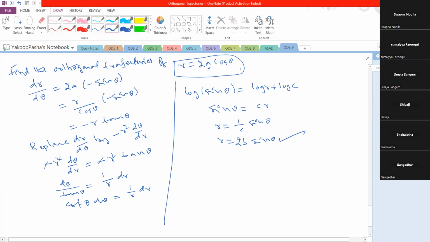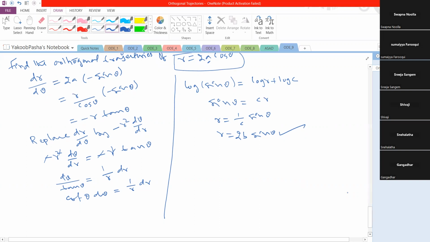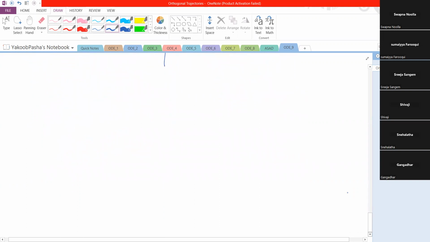Okay. Now I am taking one problem, recent Gurukul DL question. The orthogonal trajectories of the family of curves.